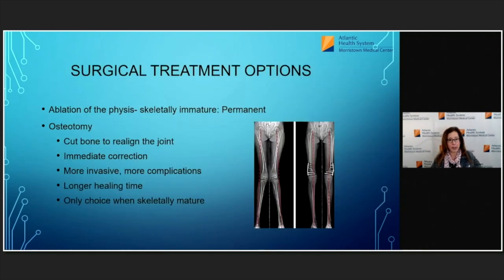Surgical treatment options for these deformities include ablation of the physis. So if your patient is skeletally immature, you can close part of the physis or the whole physis and get correction in that way. You can perform an osteotomy where you actually cut the bone and realign the joint. This is immediate correction. It's more invasive and there are more complications. It's a longer healing time and it is the only choice if the patient is skeletally mature. So I really like to see these patients when they're growing. And here's an example of somebody that had an osteotomy and hardware placement.